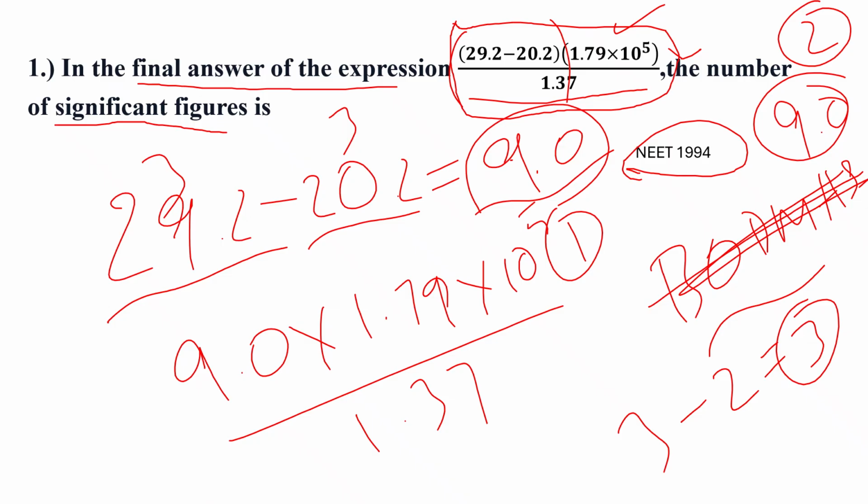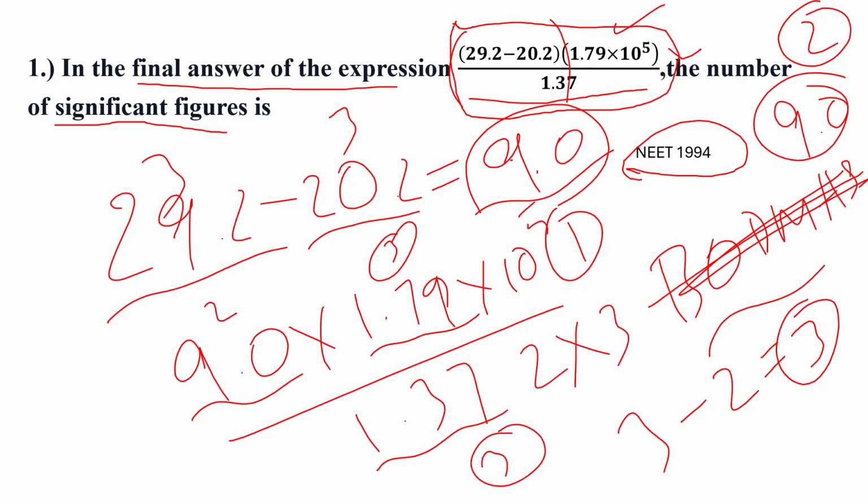It is opposite in the case of multiplication and division. If you multiply any two numbers, the answer will have the minimum significant figures. So in this case, 9.0 has 2 significant figures. 1.79 has 3 significant figures. 1.37 also has 3 significant figures. So if you multiply 2 significant figures by 3 significant figures, and then divide by 3 significant figures, the answer should have the minimum, which means the answer should be 2.